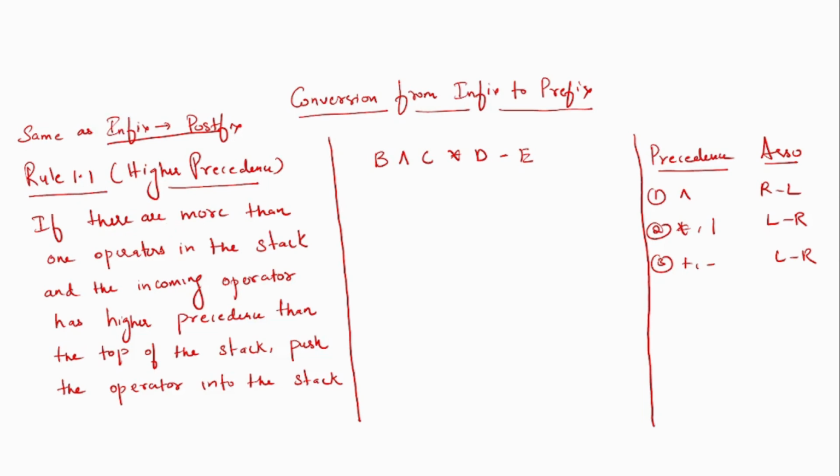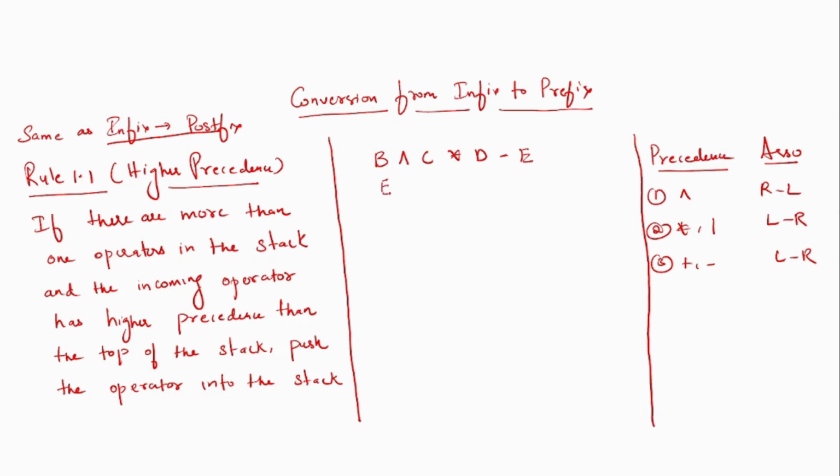If there are more than one operators in the stack and the incoming operator has higher precedence than the top of the stack, push the operator into the stack, right? So we will look at this rule using a very simple example. To convert from infix to prefix, we need to first reverse the expression, right? So now I will reverse this expression.